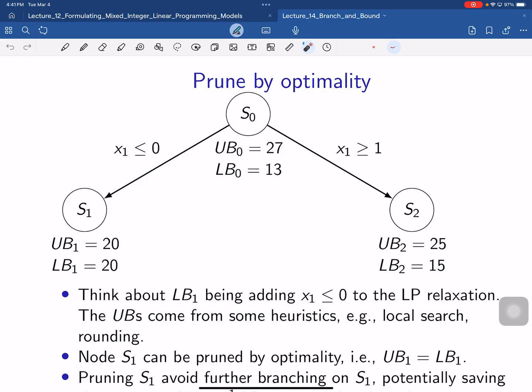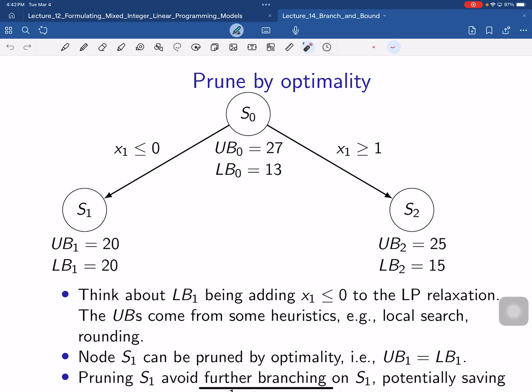Now you solve these two nodes, S1 and S2. You get the upper bound and the lower bound. Again, the upper bound is a feasible solution you find at this node. The lower bound is a relaxation you solve at this node. The reason the lower bound increased from 13 to 20 is because you add one additional constraint that improves the lower bound. Similarly, you add another constraint, x1 greater than or equal to 1, and the lower bound also increases. So after you branch, the lower bound is always going to improve.